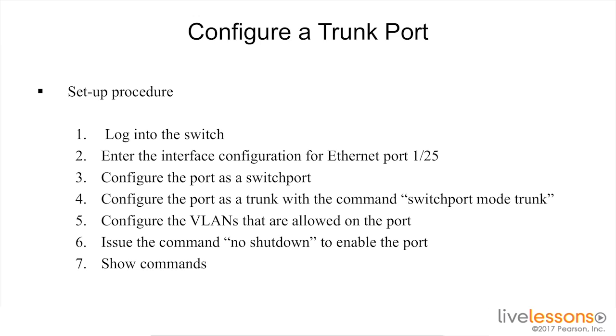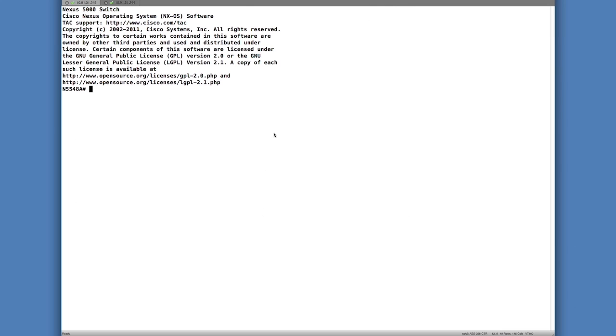We'll do this on both sides for switch A and switch B, and then we'll do some show commands to make sure that things are running appropriately. Let's take a look. So I've already logged into my Nexus switches. I'm on switch A right now, and the first thing I want to do is enter my global configuration mode. From there, I want to go ahead and navigate into the port that I want to configure.